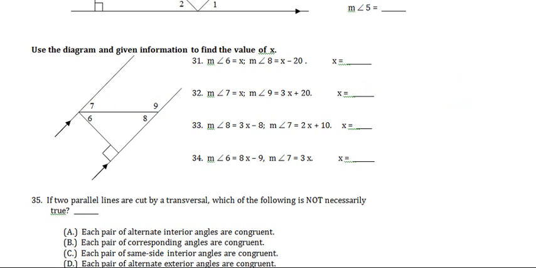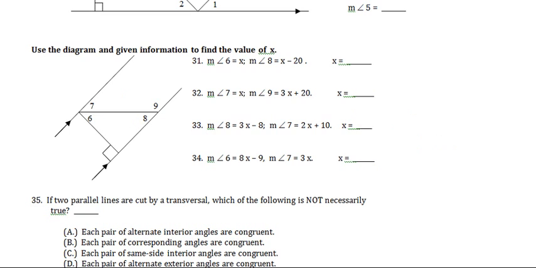Next one, 33. 8 is 3x minus 8, and 7 is 2x plus 10. These right here are alternate interior angles, which are always congruent. So I get 2x plus 10 equals 3x minus 8. I'm going to get all my x's on one side by subtracting, which is going to give me 1x. I add the 8 to that side, x equals 18 that you have right there. Okay, have it written down.